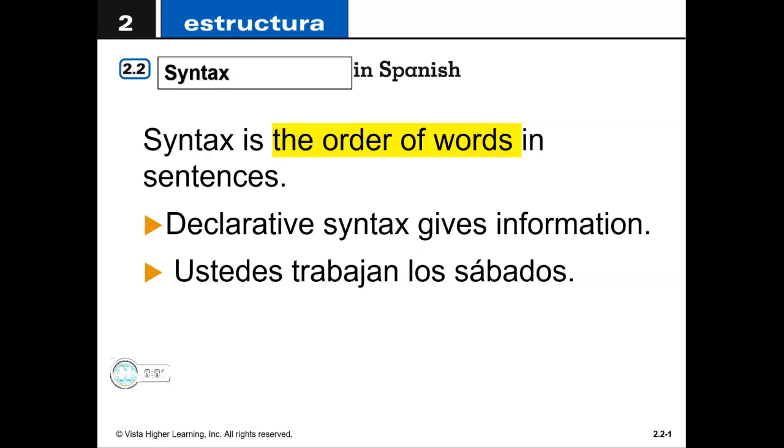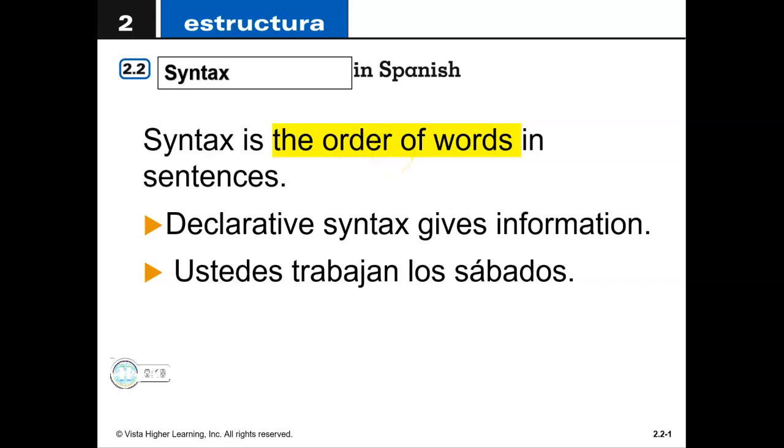Hola chicos, these are your notes on syntax and forming questions. So fill in your notes as we continue through these slides. Syntax is the order of words, so write that into your notes. It's the order of words in a sentence.